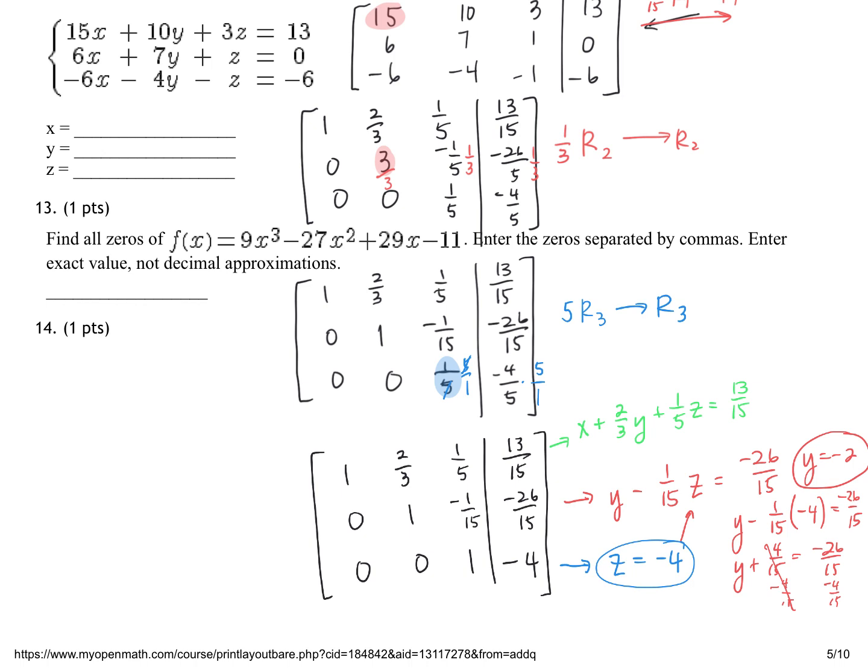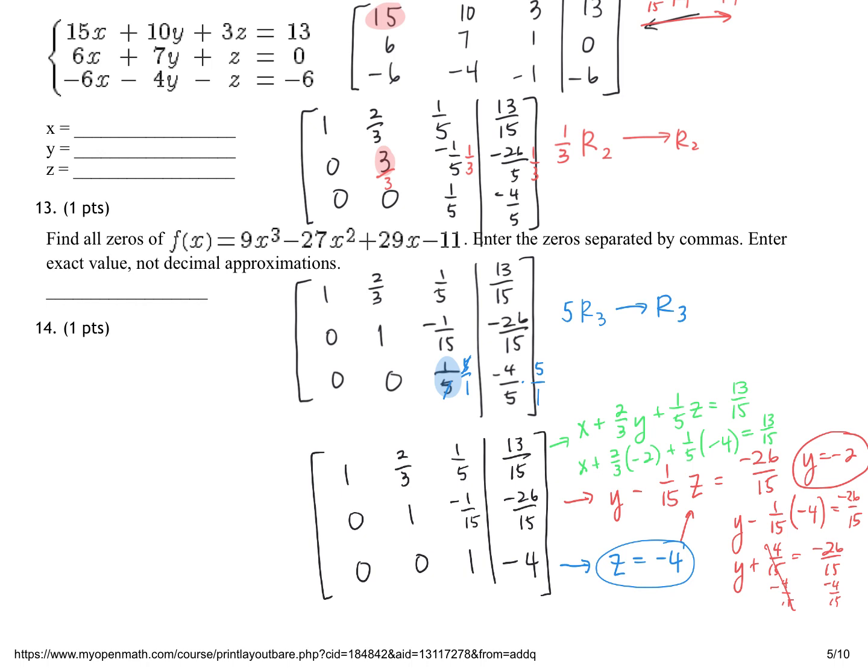And so now I don't know x, but I know y and z. So I would plug those in. So x plus 2/3 times y, which is -2, plus 1/5 times z, which is -4, is equal to 13/15. And I'm just going to plug that in my calculator and figure out what I get.